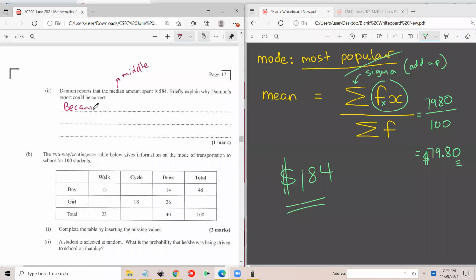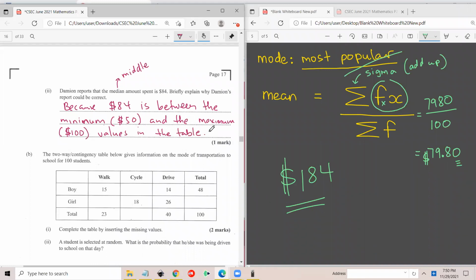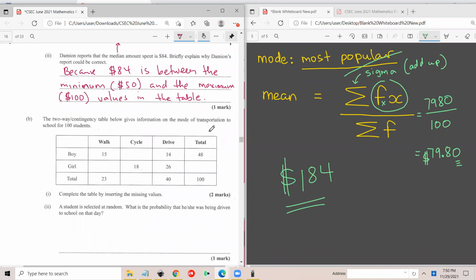Because $84 is between the minimum, and I'll quote it here for the examiner, $50, all right, so that is the answer they wanted there. So 84 falls between the maximum and minimum values stated in the table itself.